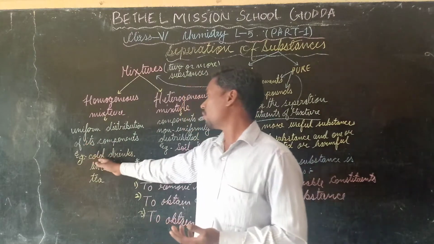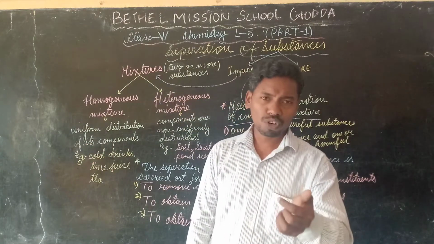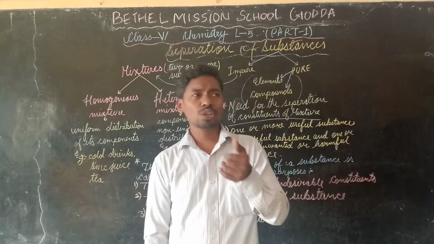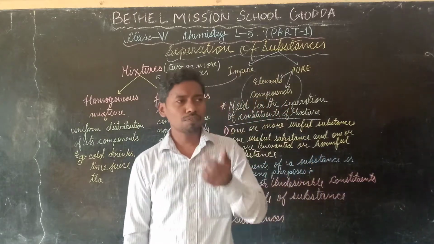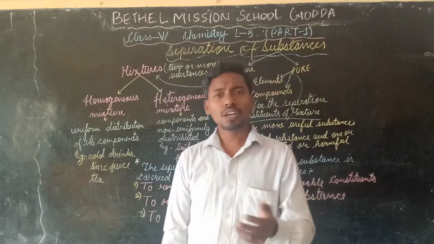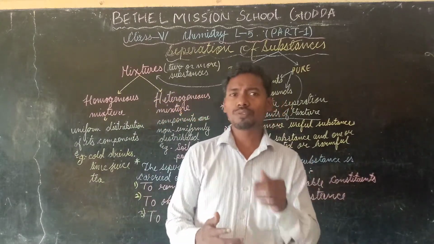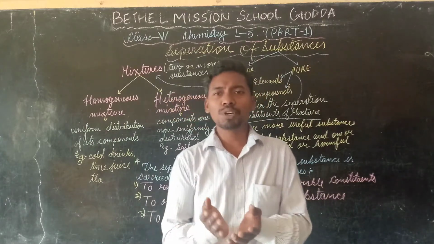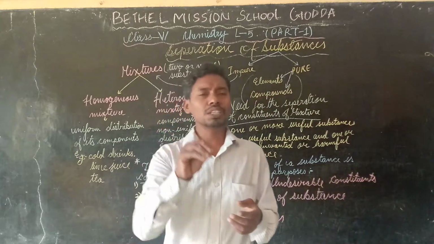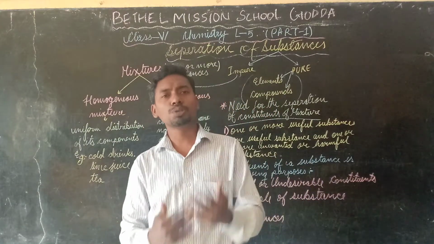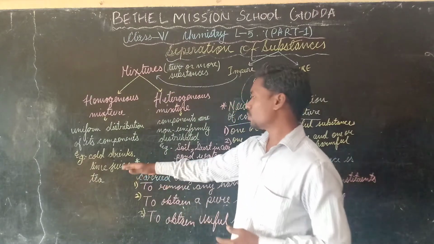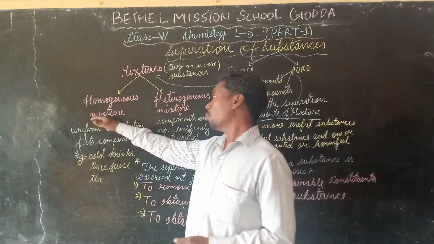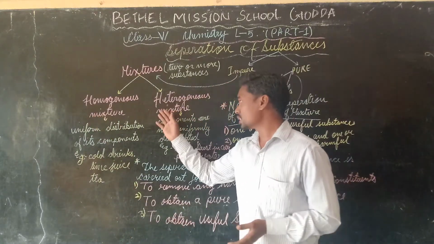A very good example of it is cold drink. You take the first sip of a cold drink, you get the same taste. You take the last sip, you get the same taste. When you talk about soft drinks like Maaza, Appy or Fizz, the first sip is the same as the last sip. Why does it taste the same? Because all the components mixed in it are uniformly distributed. Lime juice or tea are also very good examples of homogeneous mixtures.